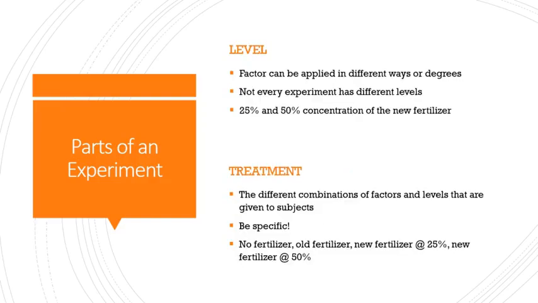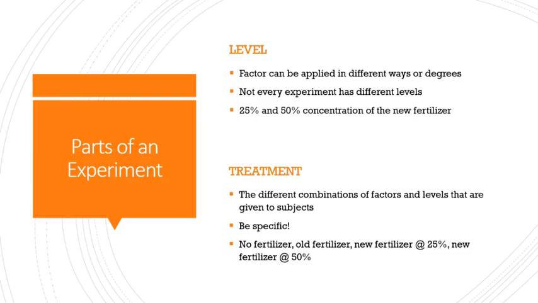Level. This is the way that our factor or independent variable can be applied in different ways or degrees. Not every experiment will have different levels. So in this experiment, the new fertilizer is going to be at 25% concentration and 50% concentration. Those are levels because it's the same factor, it's the same fertilizer, but it's at different levels. Okay, that's more common in medication trials where we try different dosages of medicines. Does not exist in every single experiment.